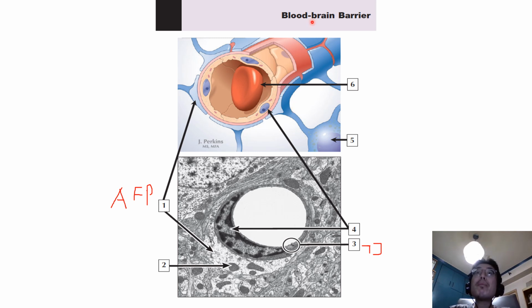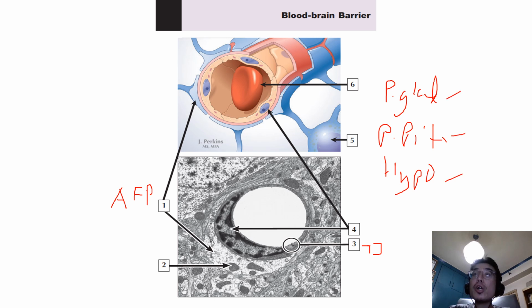A few regions of the brain, however, are devoid of a blood-brain barrier and contain capillaries that are highly permeable, and these include the pineal gland. Let's write that down. The pineal gland, the posterior pituitary, and parts of the hypothalamus. So these are select regions of the central nervous system which are non-selective to the crossing across the blood-brain barrier.